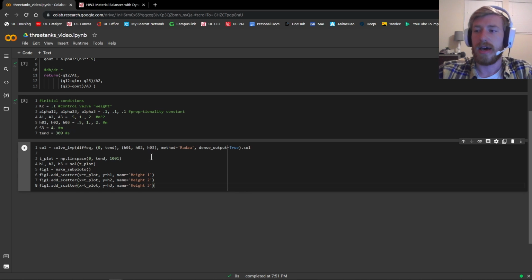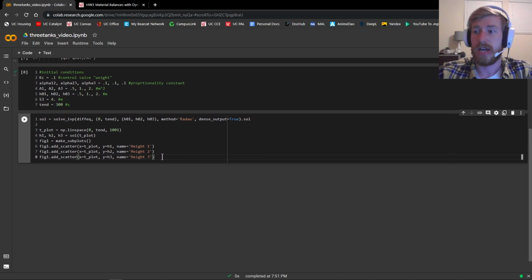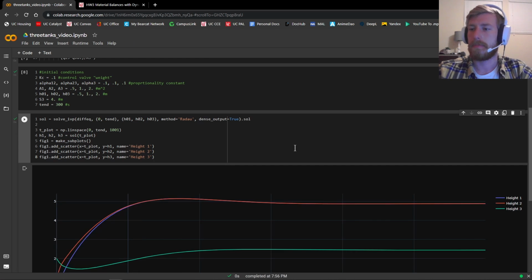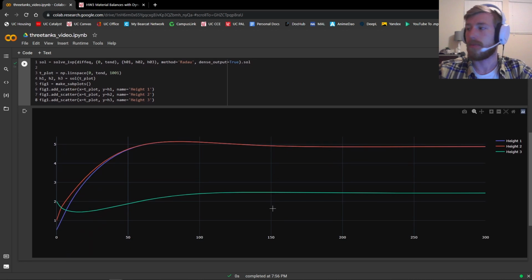And hopefully, if everything has been done correctly, which looking at it really quickly, it looks like it has. I hope it has. Python will be very angry at me if it's not done correctly, so we're going to see in a second. So we're just going to run this and hopefully see that it's good. And there we go. These are our three plots.